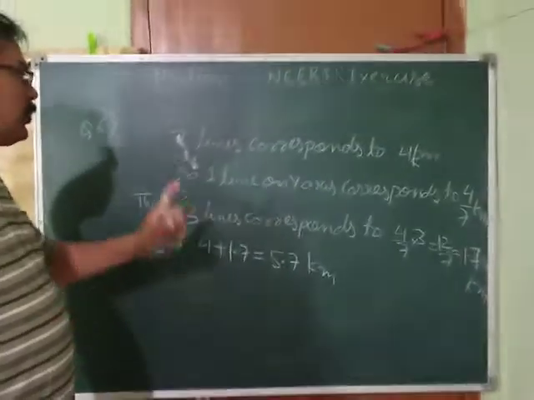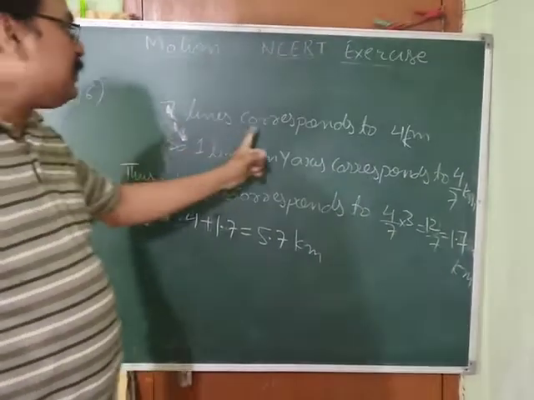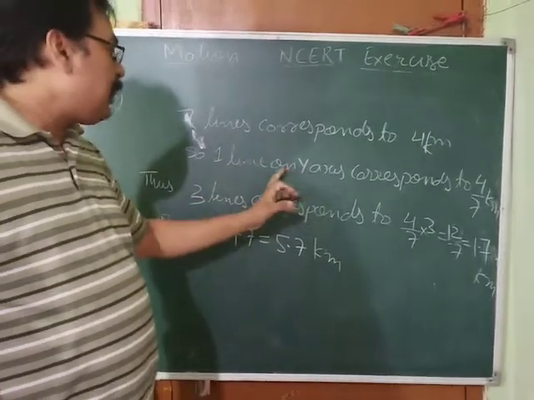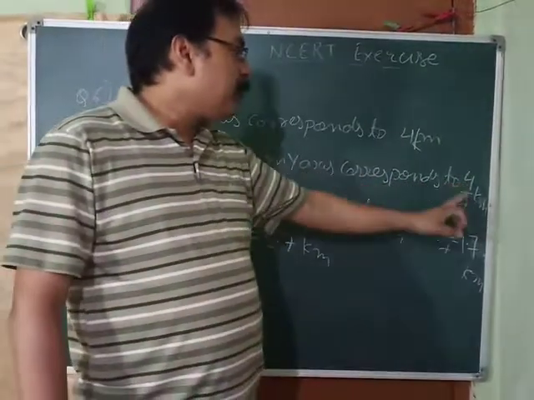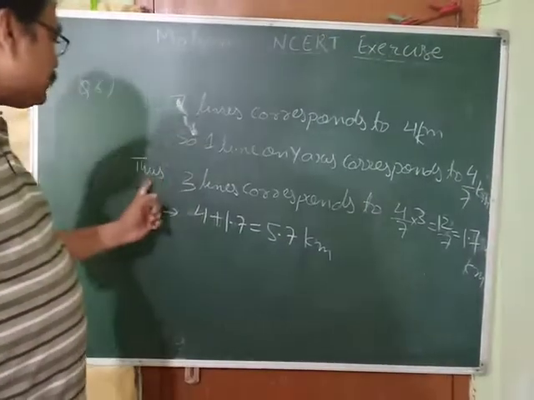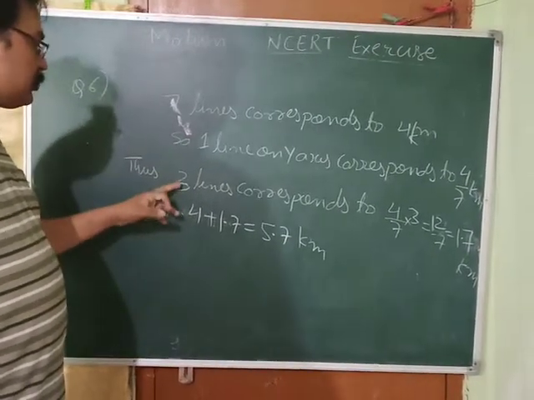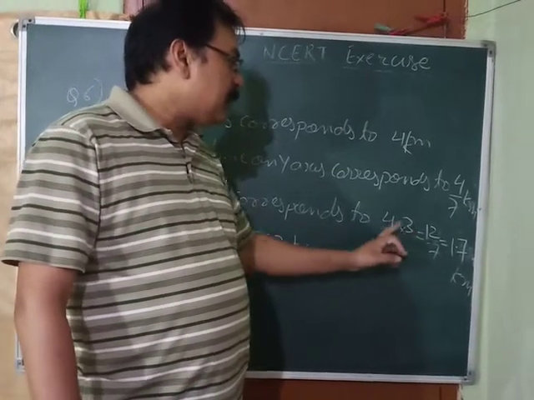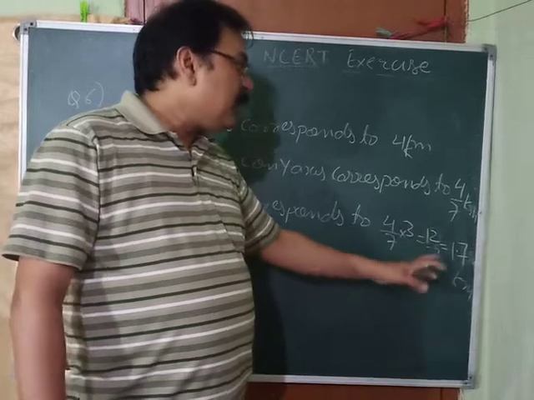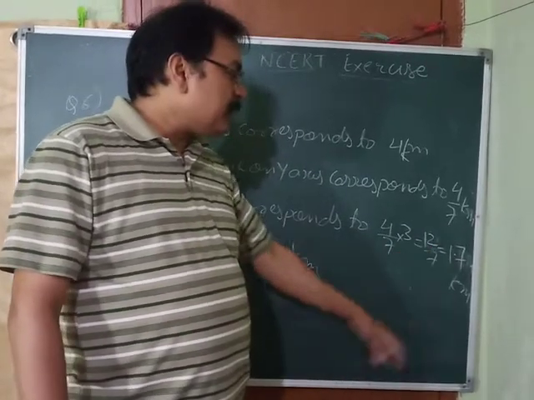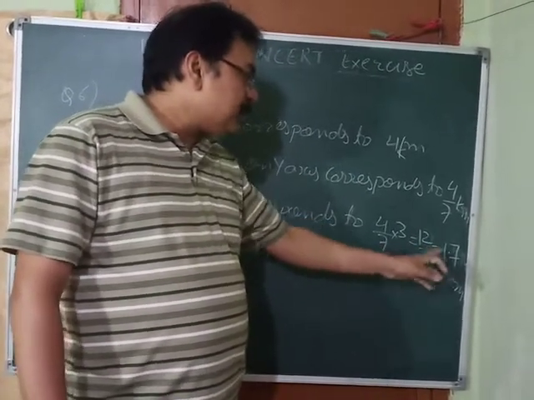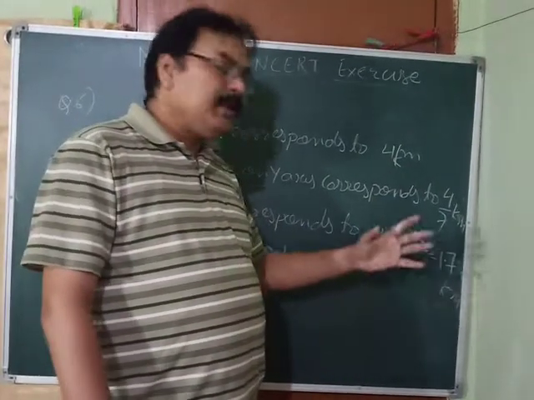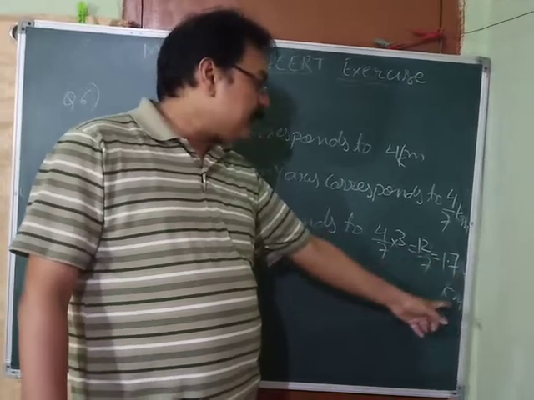According to the graph, 7 lines correspond to 4 kilometer. So one line on the y-axis corresponds to 4 by 7 kilometer. 3 more lines are there after 4, so 3 lines correspond to 4 by 7 into 3, that is 12 by 7 kilometer. You can divide it: 7 1 is 7, subtract 7 out of it, you will get 5, put the decimal, you will get 50, 7 7 is 49. So it is 1.7 kilometer approximately.